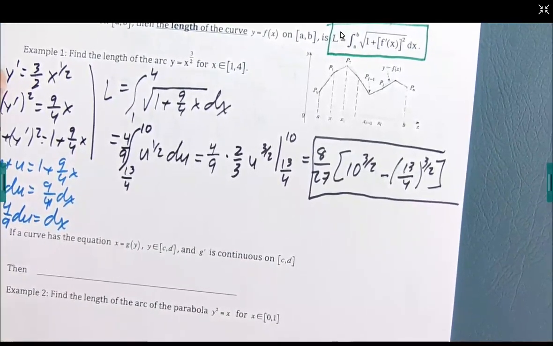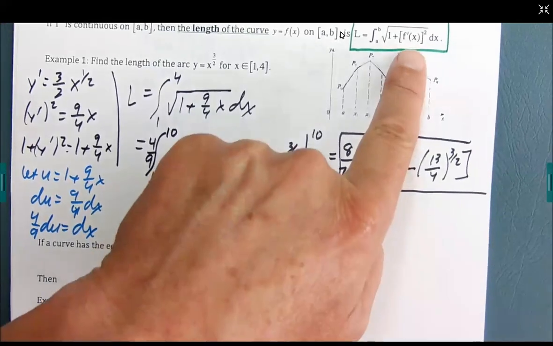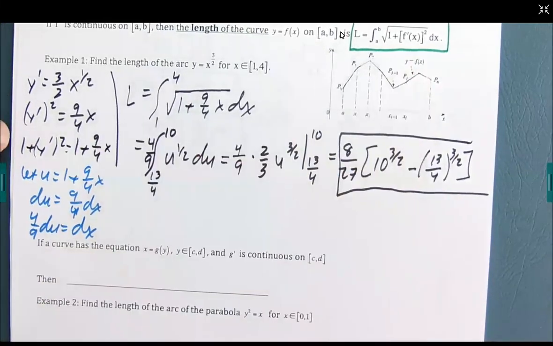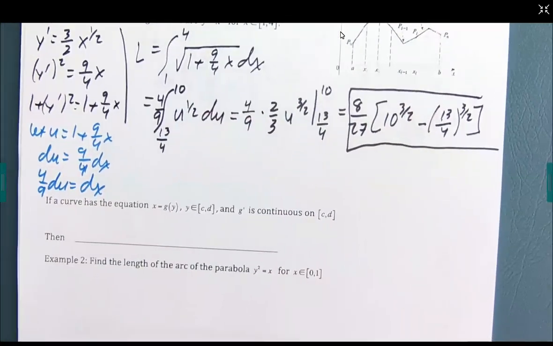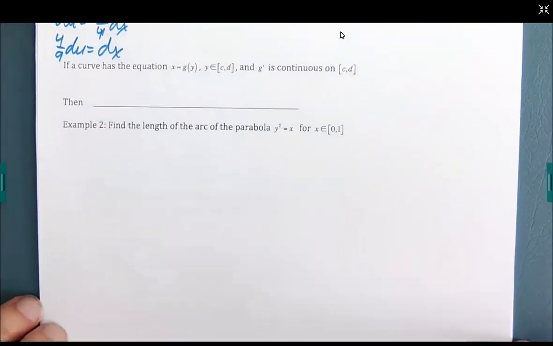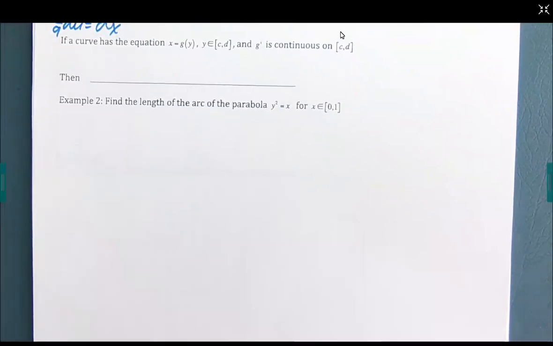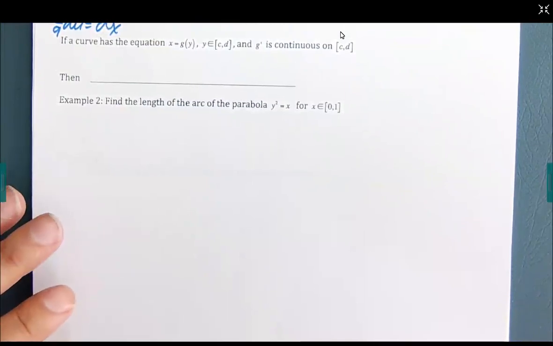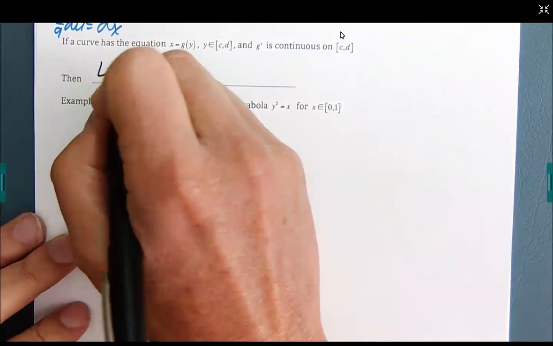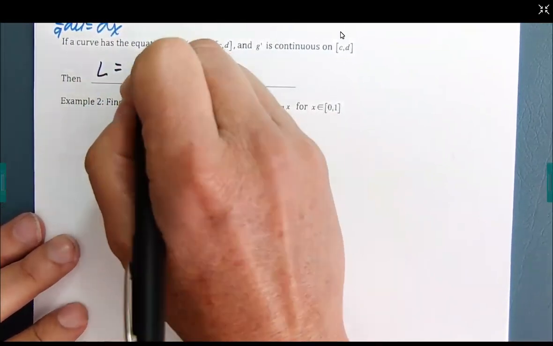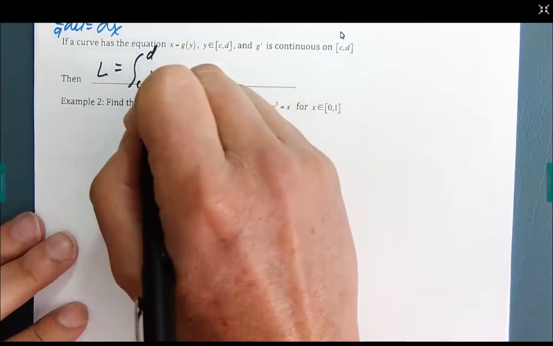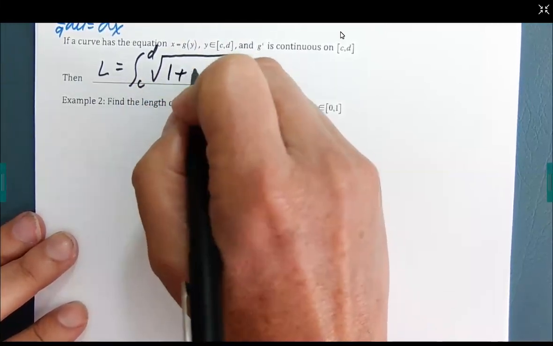The tricky part is finding that conversion from the ds to the dx, or in this next case, dy, if I can introduce the next one. So if we have a curve that is x as a function of y, and y goes from c to d, then g prime, we're assuming g prime is continuous on c to d, then we end up with our new formula. It's not that new. Everything just gets switched out.